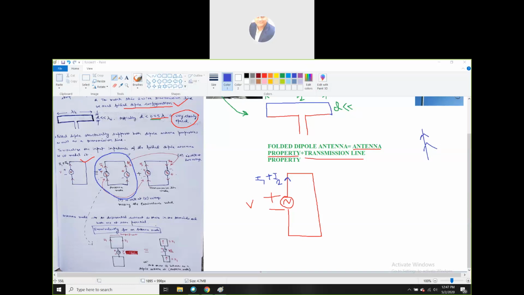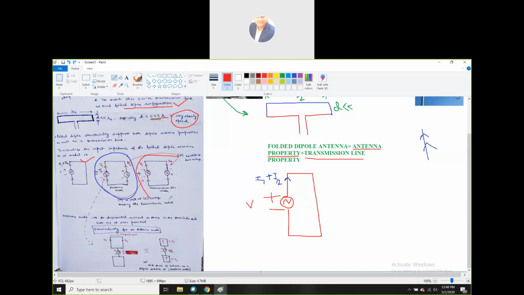So therefore you see here both the currents are in the same direction. So this is actually the antenna configuration. This behaves like an antenna configuration. But when you see this configuration, you see here its current is coming and actually completing the whole path. So that is what I mean by the transmission line property. So this is basically the transmission line property.